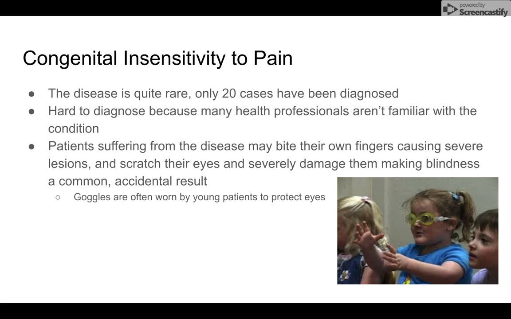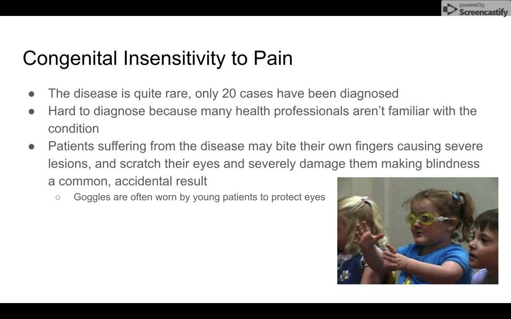The disease is quite rare, and only 20 cases have been diagnosed worldwide. It is very hard to diagnose because many health professionals aren't familiar with the condition. This disease takes many visits to figure out. Patients suffering from the disease may bite their own fingers, causing severe lesions, or even scratch their eyes, severely damaging them, making blindness a common accidental result.